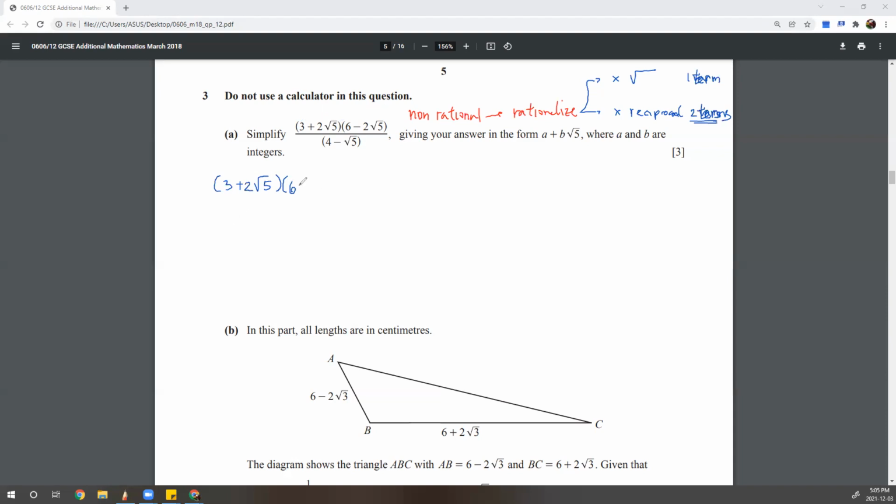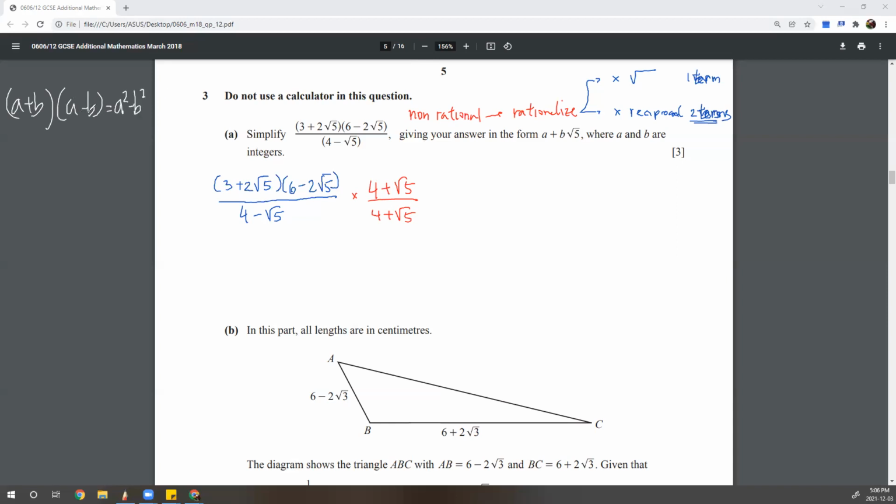Okay, so 6 minus 2 square root 5, I just rewrite one more time, over 4 minus square root 5. You multiply by its reciprocal. What is the reciprocal of 4 minus square root 5? Times by 4 plus square root 5, right? So, or just times by its opposite sign, this is 4 plus square root 5. Why? Because we have the term: a plus b times a minus b is equal to a squared minus b squared.